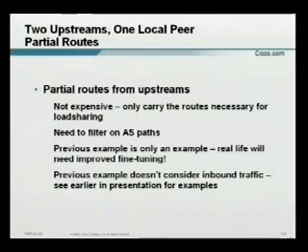So partial routes, it's not expensive. You only carry the routes necessary for load sharing. You need to filter on AS paths. See, with this case, you need a little bit more knowledge. But is this configuration more complicated than the full routing table configuration? When you're using the same filtering, you've got the same AS path filtering and so forth. So, quite frankly, it's easier doing this. You've got the same difficulty of configuration, or relative difficulty of configuration. You're just not carrying 240,000 paths on the router.